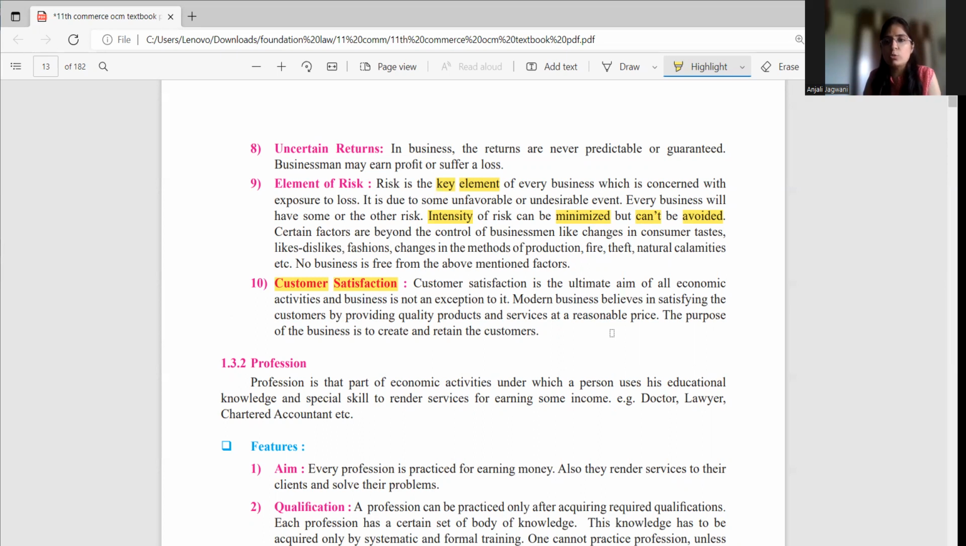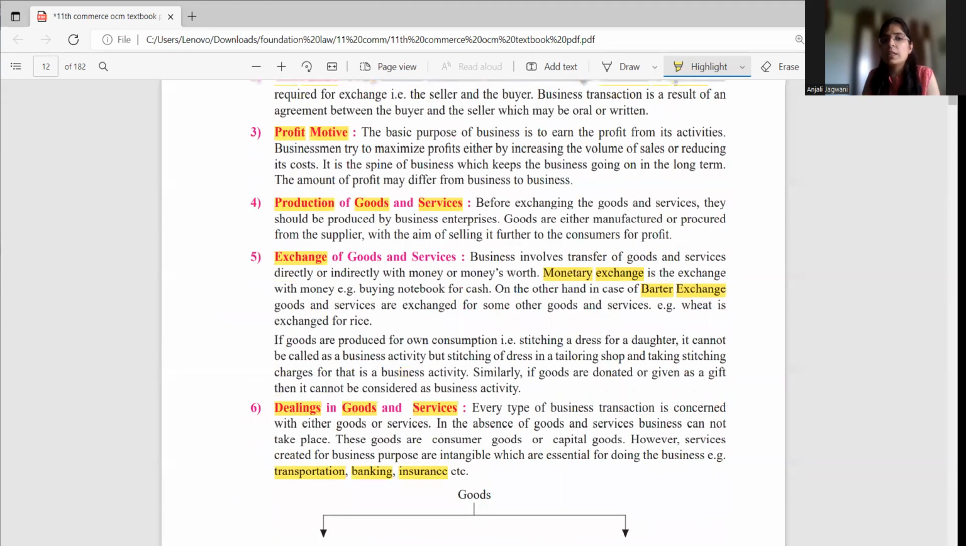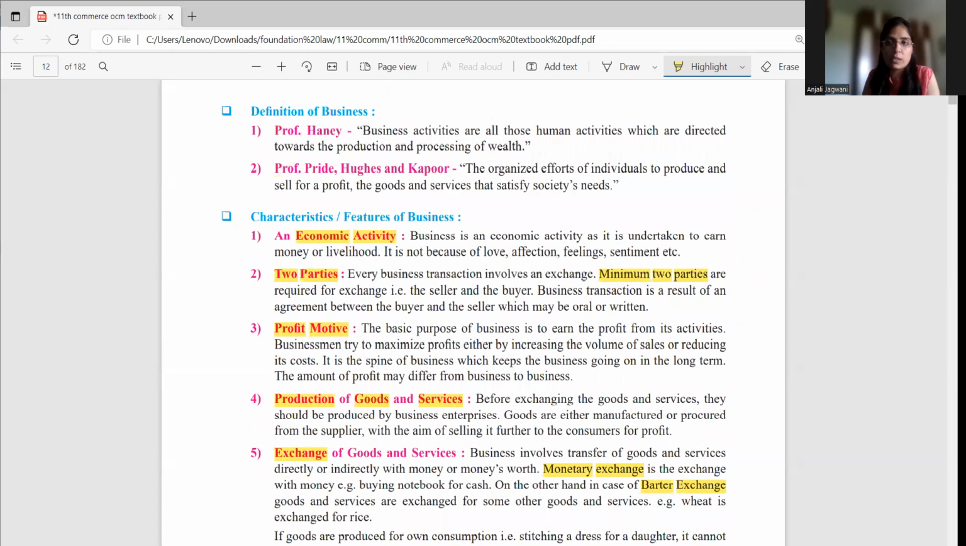So this is all that I wanted to discuss for today. That is, features of business we have discussed. I think you should read it once and then you will get to know more about it. So basically, features of business: first of all, it is an economic activity. Then it involves profit. Profit maximization should be there. Then uncertain returns are there. Then customer satisfaction is the ultimate objective without fail. We have to see that. Then there should be continuity in dealings. Two parties are involved, minimum two parties. Without them, things cannot happen.